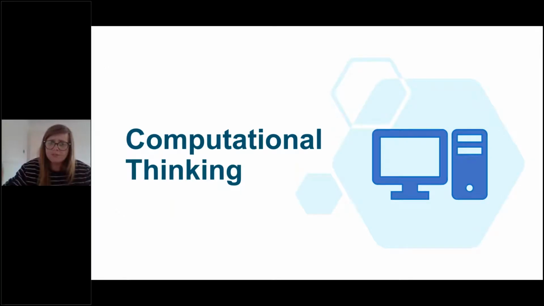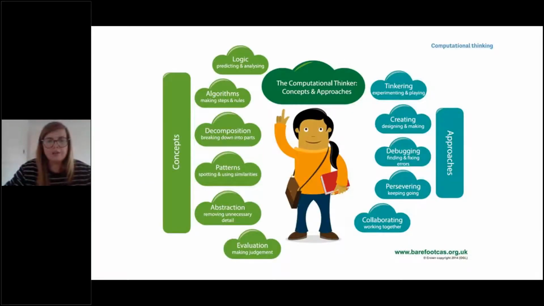So the first part of this session is all about computational thinking, okay, and a brilliant website for this, which this is pulled from, is Barefoot. If you haven't heard of Barefoot, I would massively say to go and sign up to them.